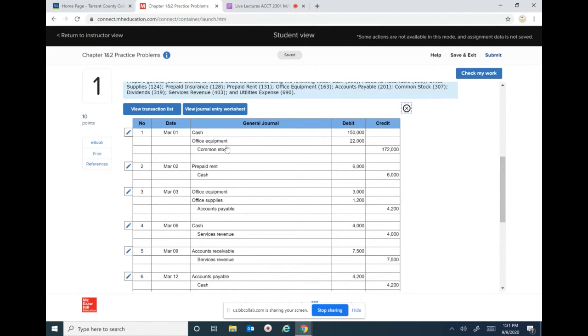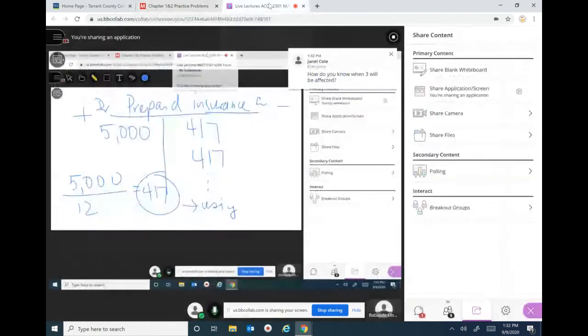But look at the very first journal entry. It affects 3 accounts. Look at the one on March 3rd. It affects 3 accounts. Those journal entries are called compound.